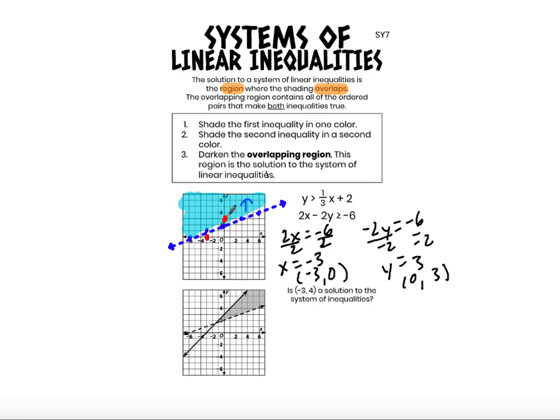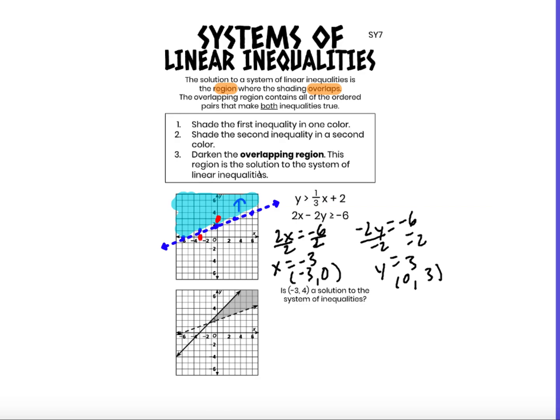So I'm graphing the boundary line using intercepts, and I need to determine, should I be connecting those intercepts with a dashed or with a solid line? Since there is an equal to part of the symbol, greater than or equal to, I'm going to connect them with a solid line.